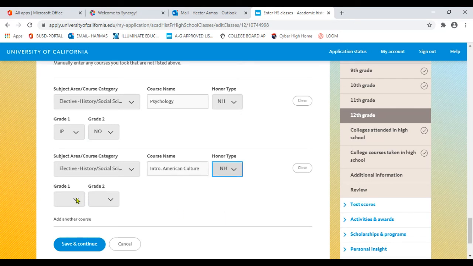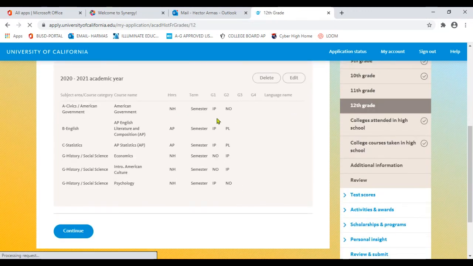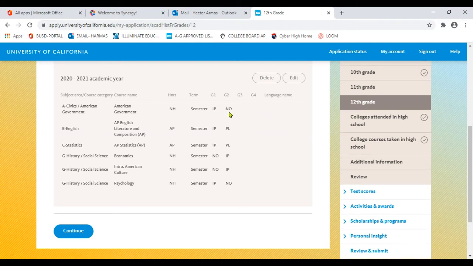So no honors. This one is no, and this one is going to be in progress. Save and continue. So now it shows here that these classes, American government is in progress, but not available. I'm not going to take it in the second semester, whereas English, it's in progress and I plan to take it. And the same thing with the other courses here. No for Introduction to American Culture first semester, and yes for psychology first semester. So I'm going to continue.